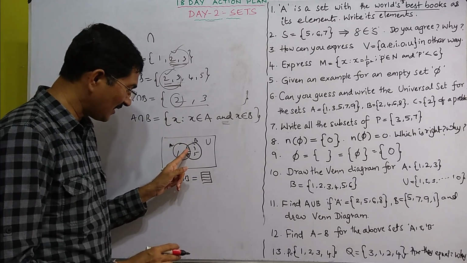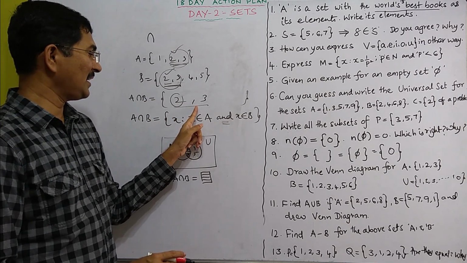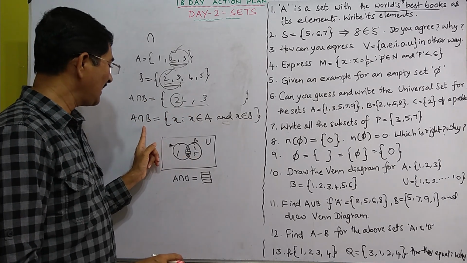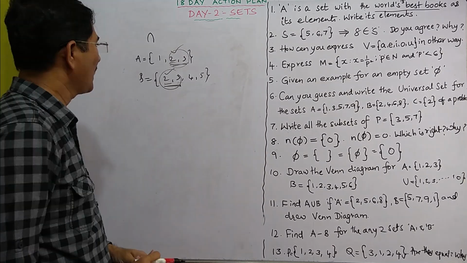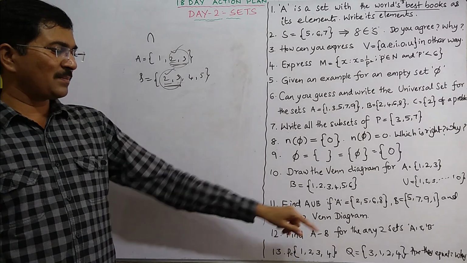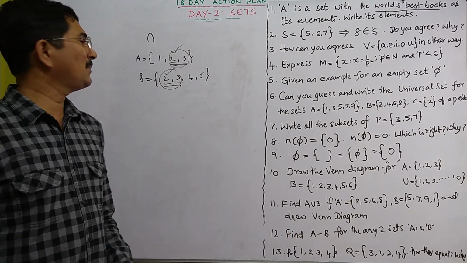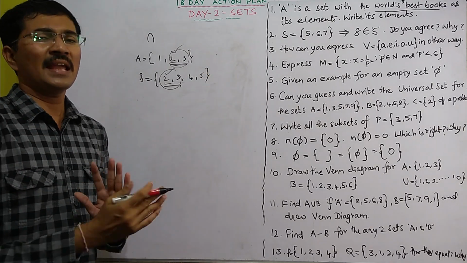So what are the elements there? 2 and 3. So A intersection B is equal to {2, 3}. The set builder form is A intersection B is equal to {x such that x belongs to A and x belongs to B}. Now the 12th question is find A minus B for any two sets A and B. Why should we take some other sets? Let us take the same sets. Now what is A minus B?